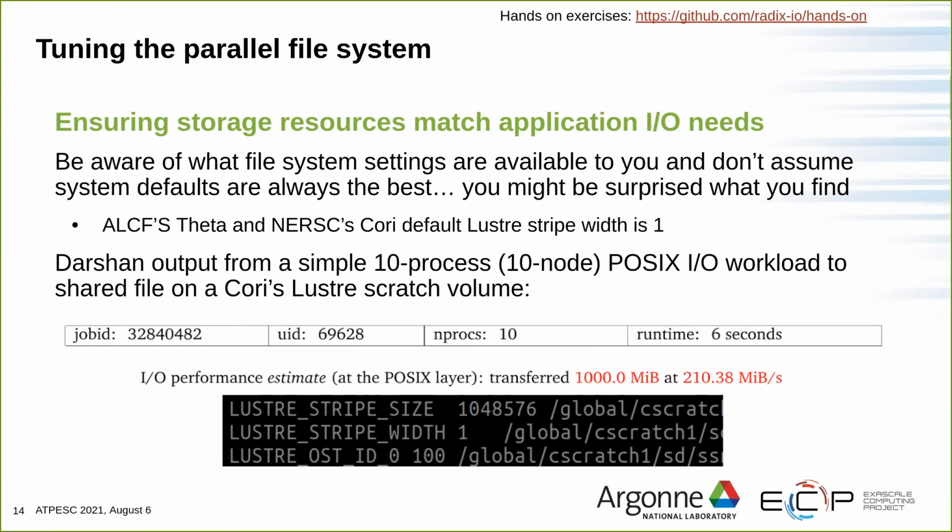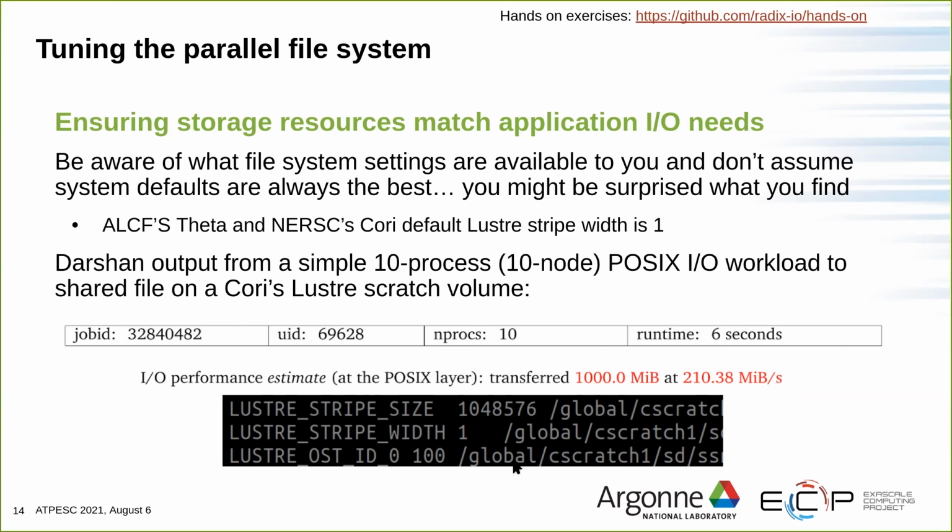And I've got some actual concrete numbers here to hammer that home. I've essentially just created a really simple test program that does 10 processes over 10 nodes on Cori, doing a really simple POSIX IO workload to a shared file on the Lustre scratch volume there. You can see here snips of some information from the Darshan job summary and also some parser output. The runtime was 6 seconds, so it's not very intensive or anything, just a really simple toy example. But you can see it transferred a gig of data at 200 megabytes per second.